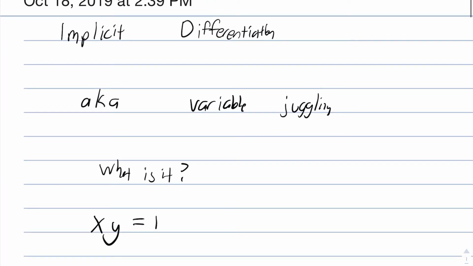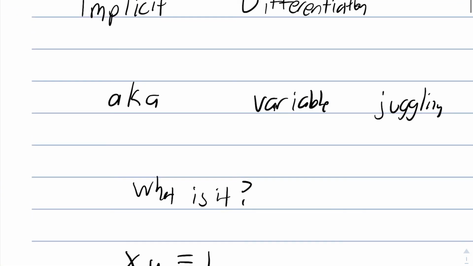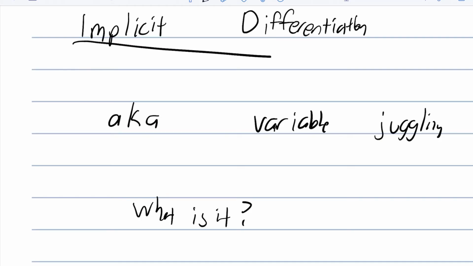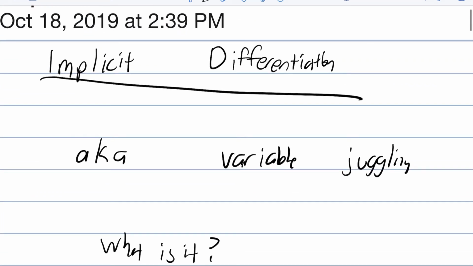What's up, guys? It's Andy, and I'm still sick, but today we're gonna keep on going, and we're gonna do something called implicit differentiation. I call it variable juggling because you're basically juggling around variables to differentiate something.